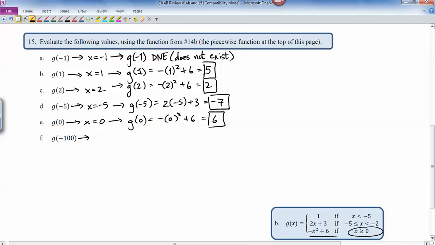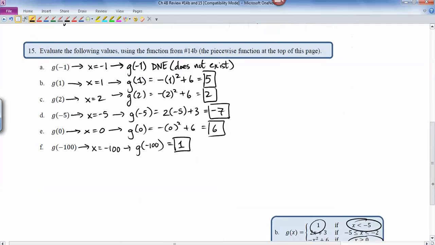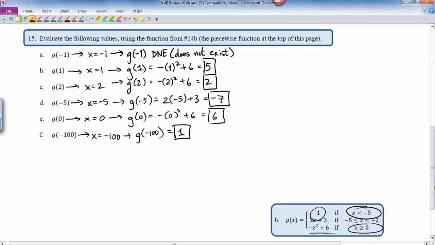And then we've got x is negative 100. So that means g of negative 100. If I'm using negative 100, that fits this part right here. Well, g of anything that's less than negative 5 is going to be 1 every time. So it's just 1. And if you look at your picture, any x value I plug in that's way down here is going to give me a y value of 1 every time, so that's why that works.